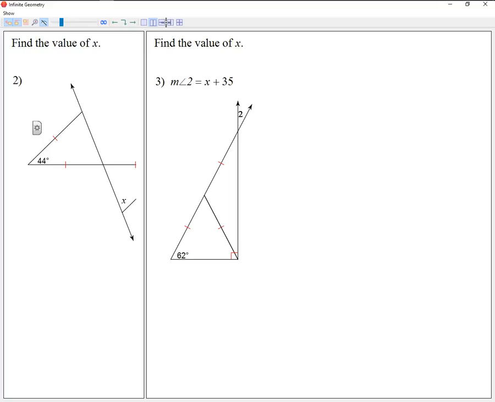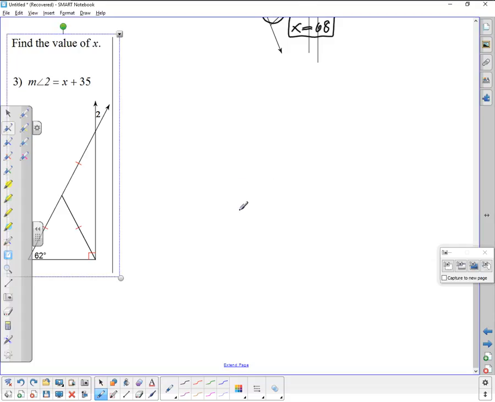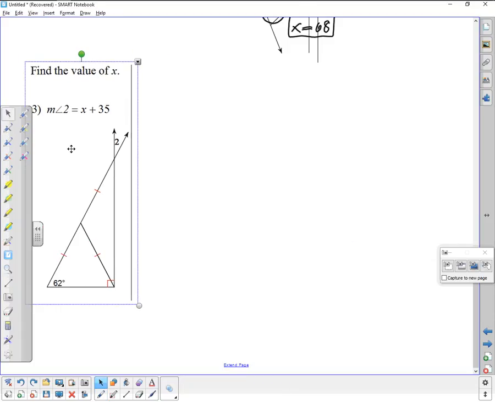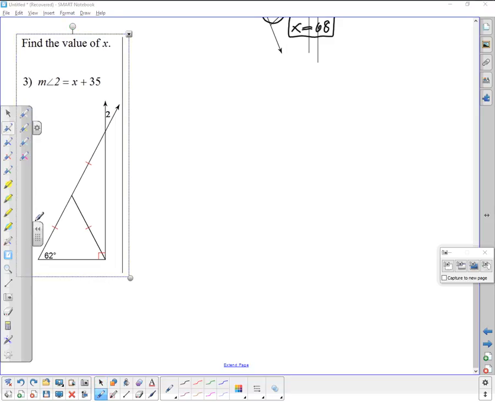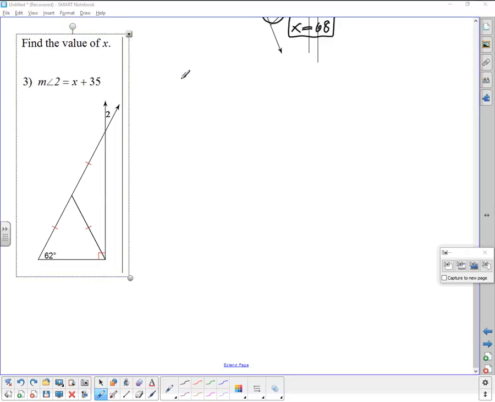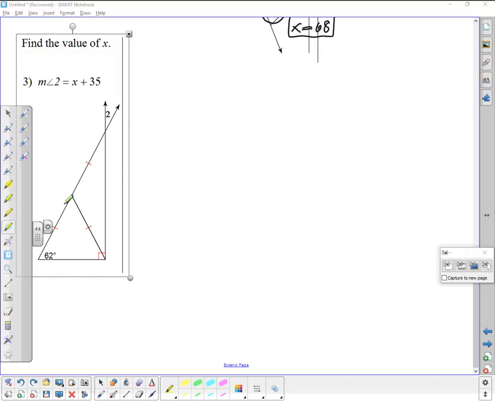This is number 3, and once again, find the value of X. So there is example number 3. What I'm going to do is the following. I'm going to start with this triangle right here. My focus is going to be this triangle right here. That's what I'm focusing on right now.